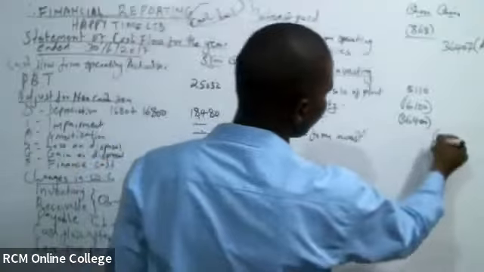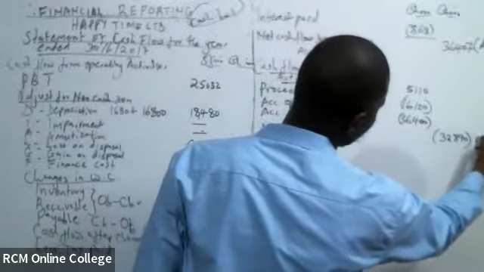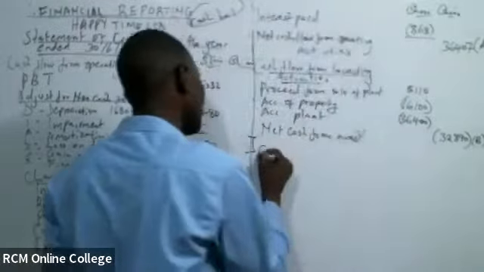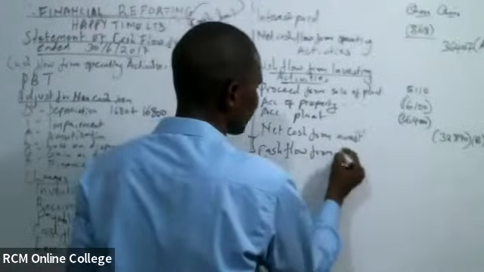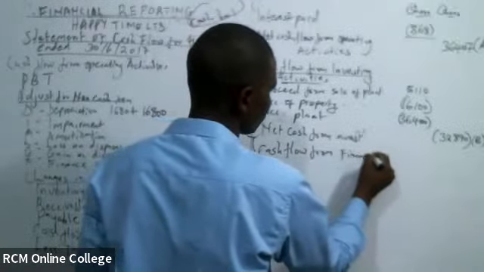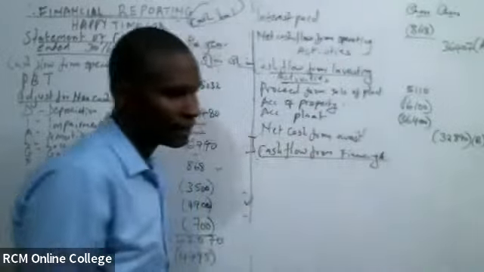32890. 32890 which is a negative. B. And then twende kwa cash flow from financing. Cash flow from financing activities. So cash flow from financing activities.